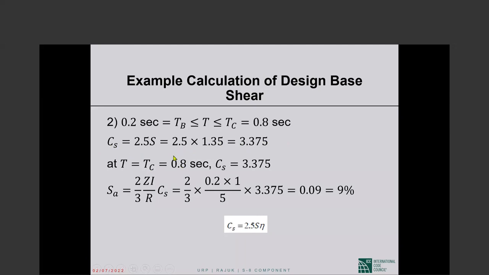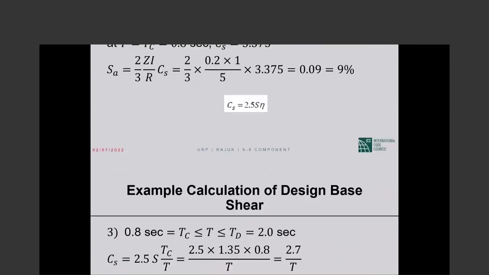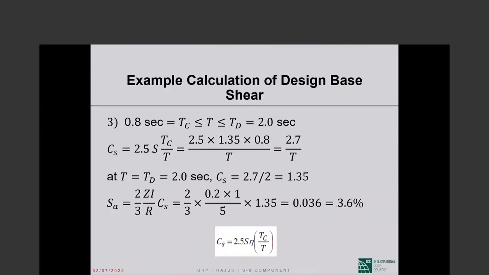At T equal to T sub C equal to 0.8 second, C sub S remains 3.375, irrespective of period. So S sub A now, spectral acceleration, 2/3 Z I over R C sub S: 2/3 Z is 0.2, R is 5, I is 1, and C sub S is 3.375. So that comes to also 9%. At the beginning of the flat top, S sub A is 9%. At the end of the flat top, S sub A is 9%, as it should be. Otherwise, it wouldn't be a flat top.